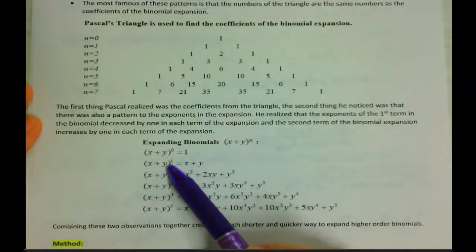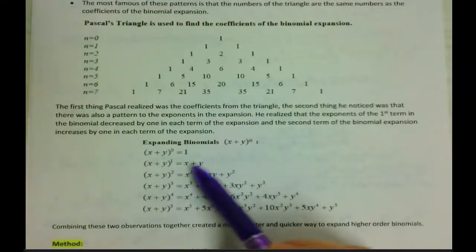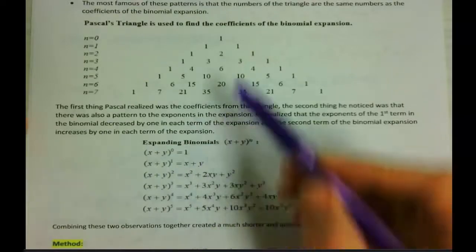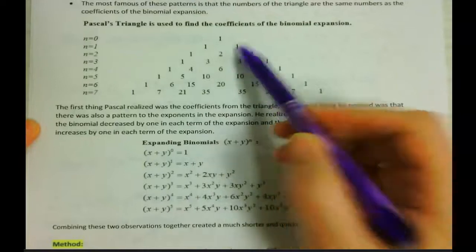On the n equals 1 row, look at what happens here. It's just x and y. Well, what's the coefficient in front of x? 1. What's the coefficient in front of y? 1. Look at the next row, 1, 1.